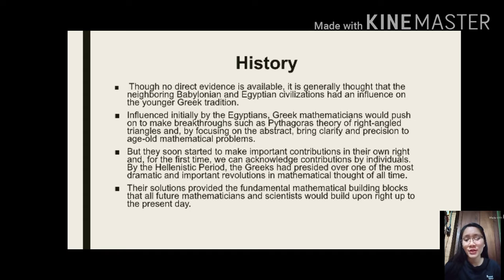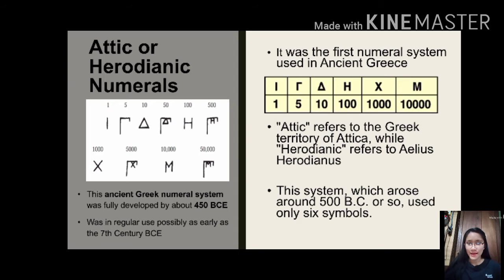It is generally thought that Babylonian and Egyptian civilizations had influenced the younger Greek tradition. Their solutions provided the fundamental mathematical building blocks that all future mathematicians and scientists would build upon right up to the present day. So we go now to Attic or Herodianic numerals.